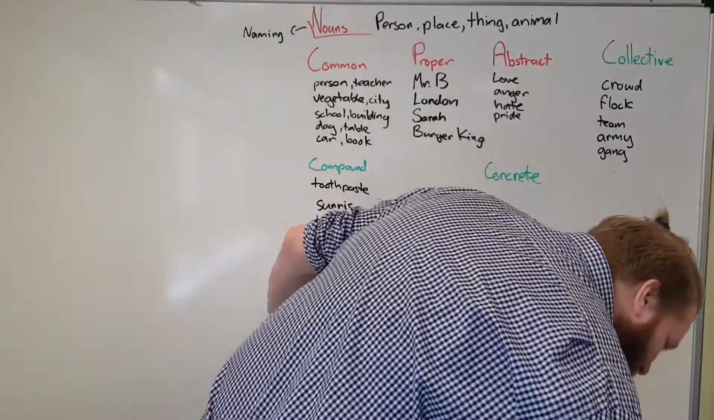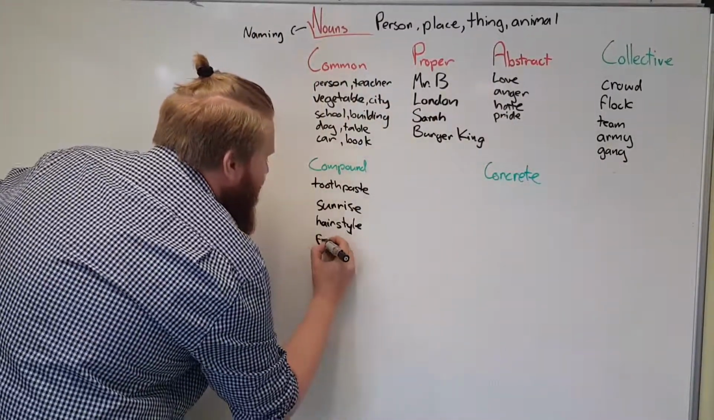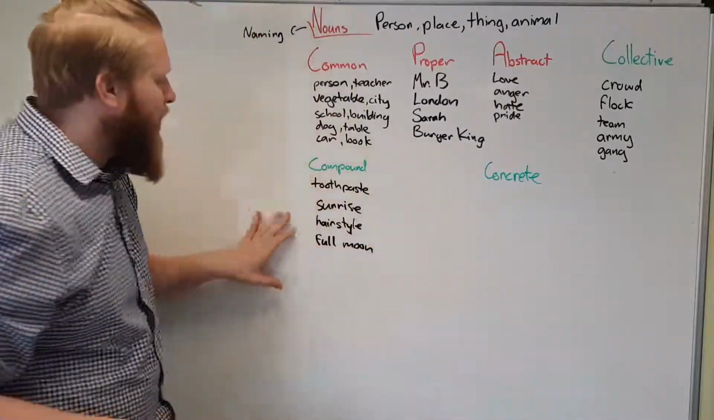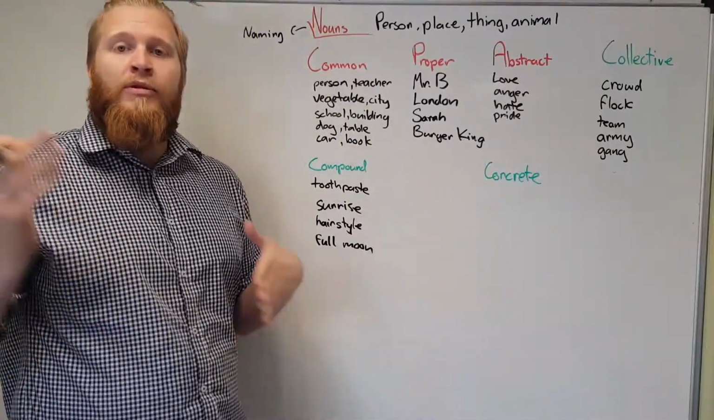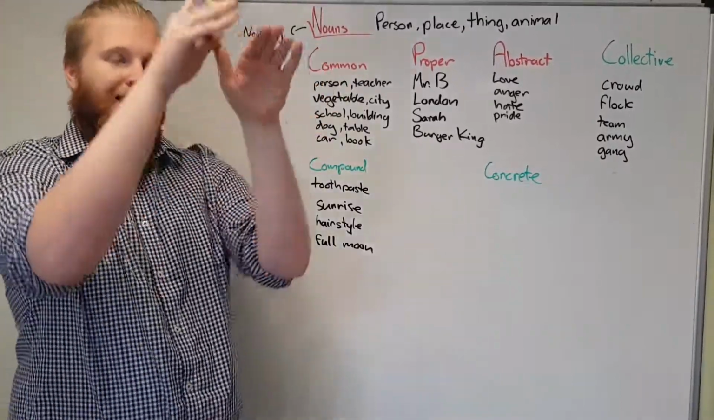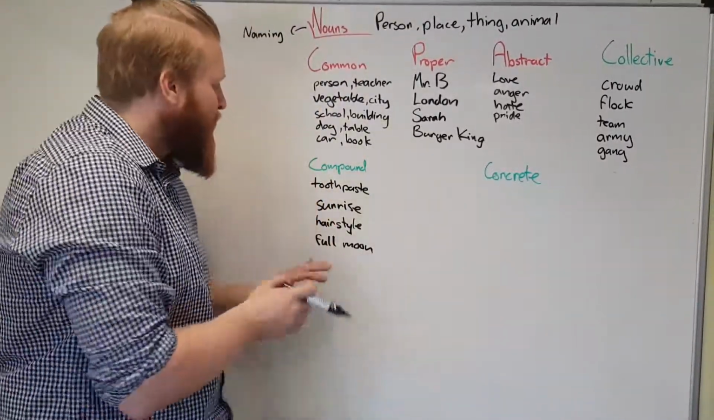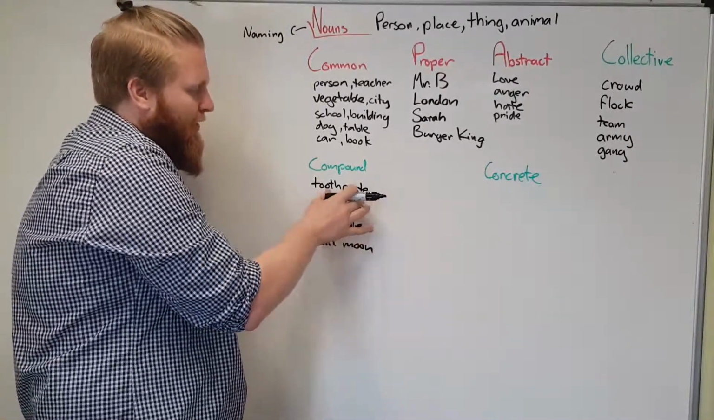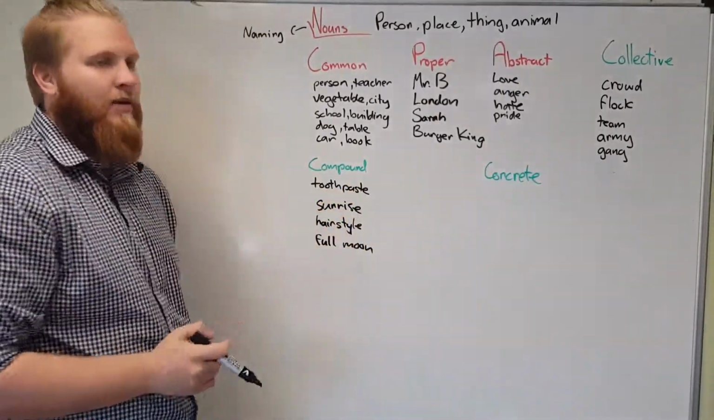Let's see if we've got any more examples down here. And they don't have to be all one word. Okay, good job, I wrote that one down. Full moon, okay? Full moon is different from a moon, okay? It's telling us a type of moon, okay? So although it's two words, those are working together as one noun. So two words together, making one noun, that's correct.